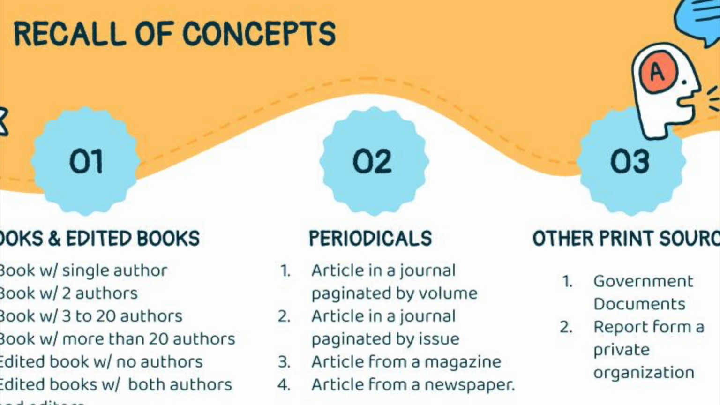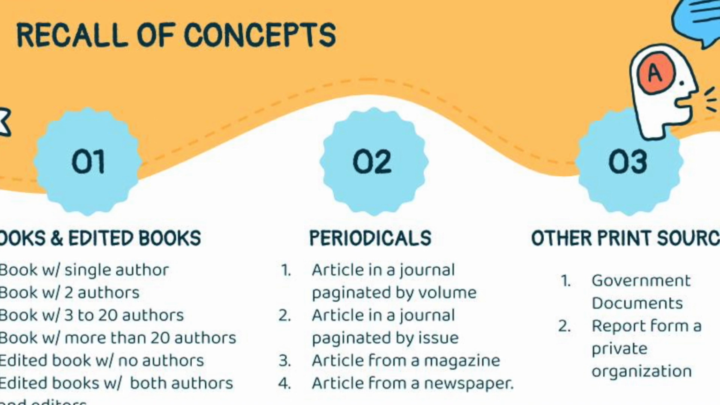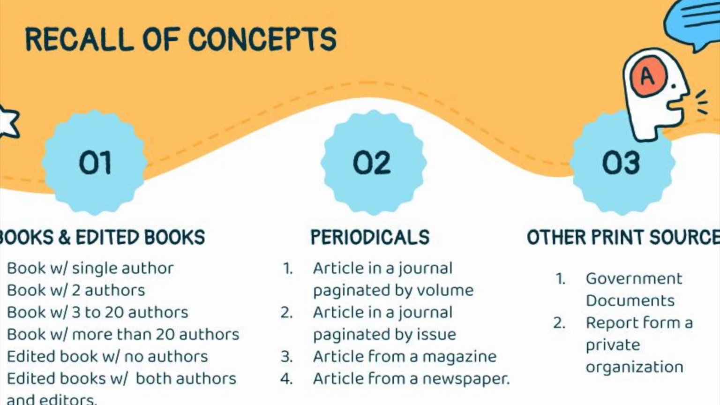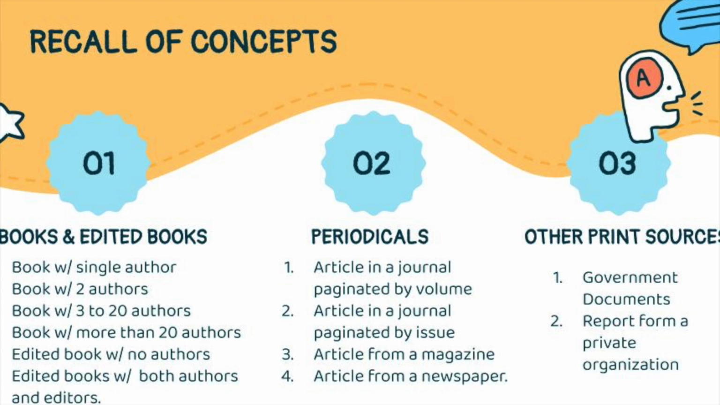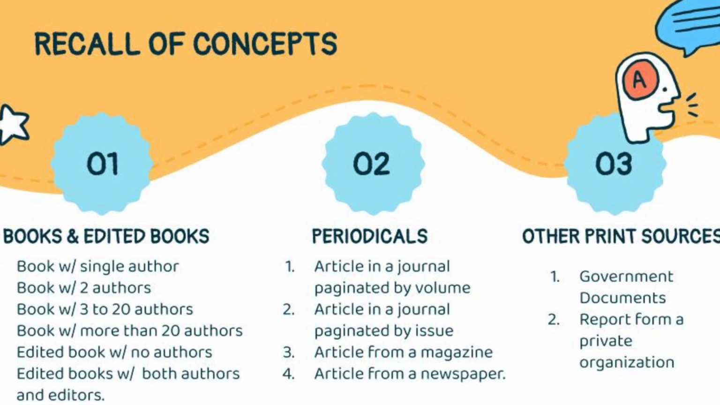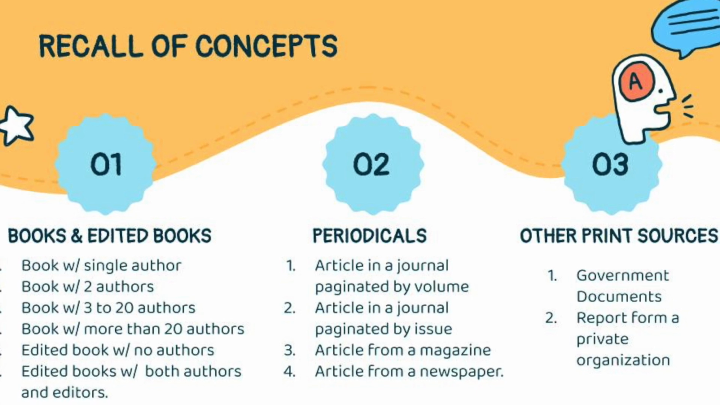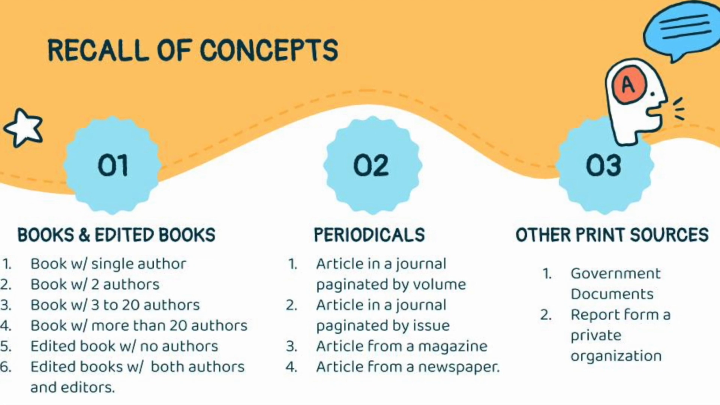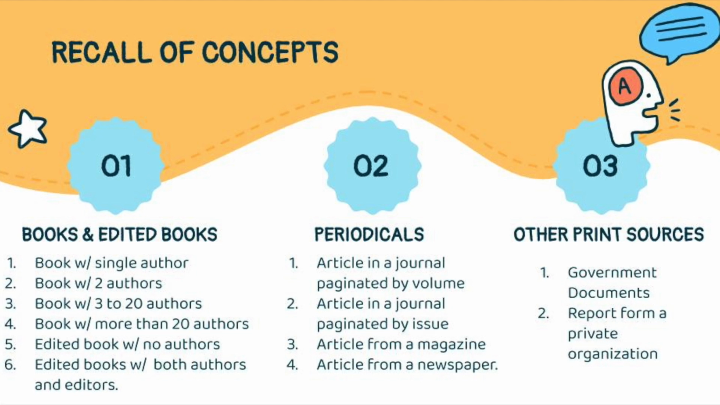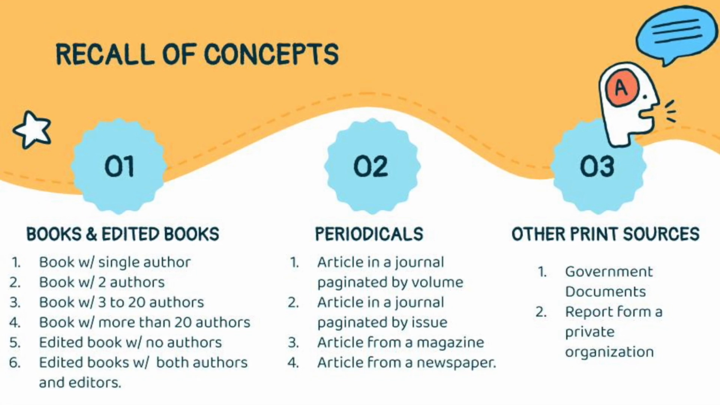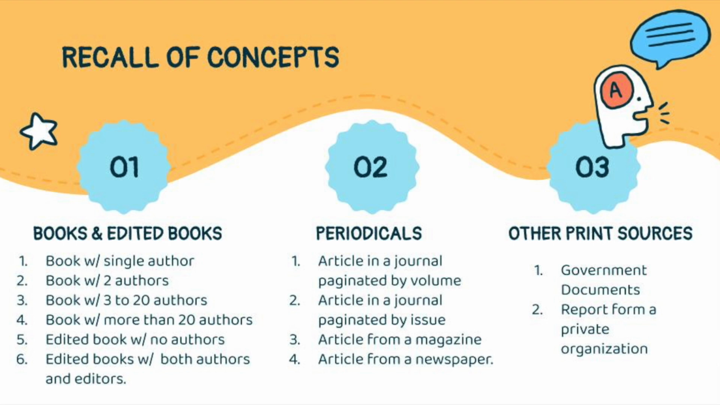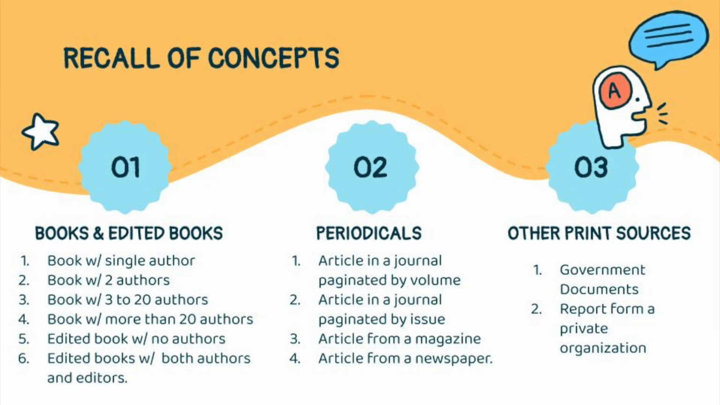We discussed writing a bibliography for books having a single author, books having 2 authors, books having 3 to 20 authors, books with more than 20 authors, edited books having no authors but have editors, and edited books having both authors and editors. Also, we tackled writing a bibliography for an article in a journal paginated by volume, an article in a journal paginated by issue, an article from a magazine, and an article from a newspaper. We also included the writing of a bibliography for print sources from the government or private organizations.